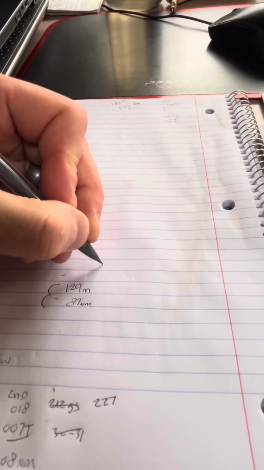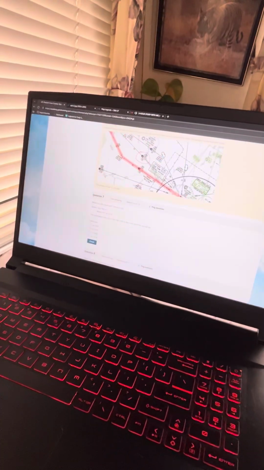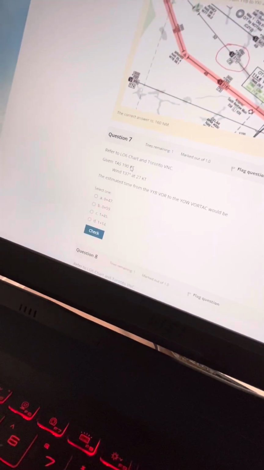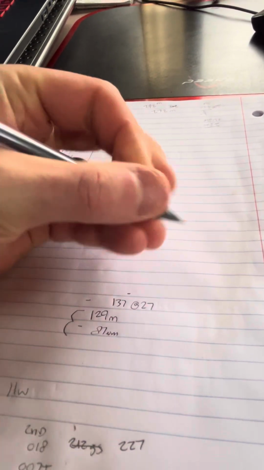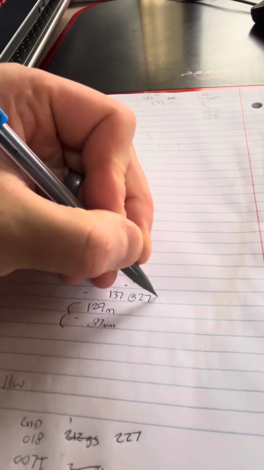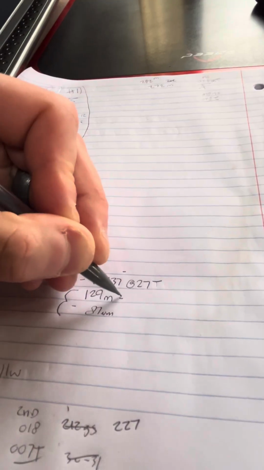So we have to get the winds from the question. The winds will be true. So I'm going to convert one of either the winds or the track, because we're dealing with both true and magnetic. So 137 at 27. For reference, we'll say this is true. So we're going to create this into true.